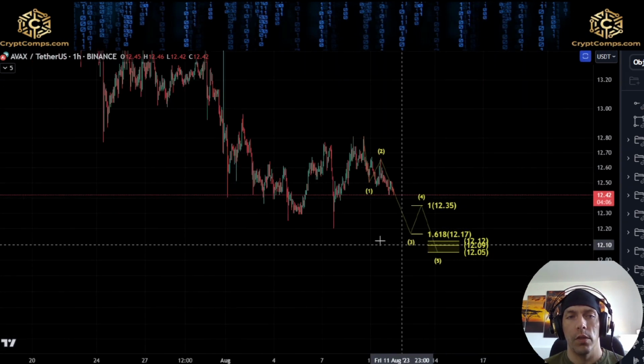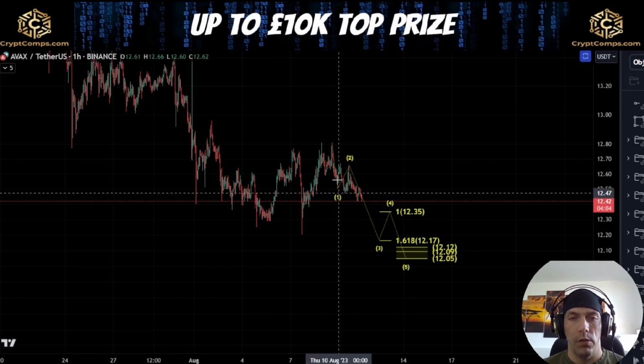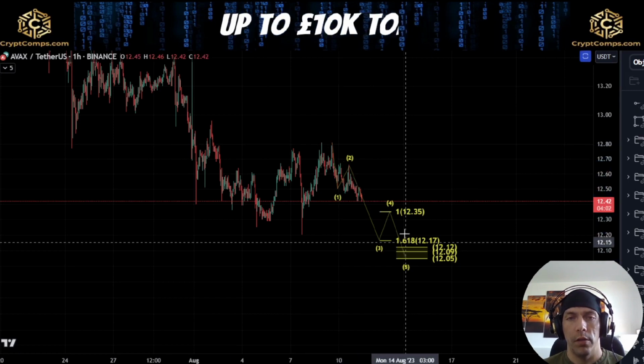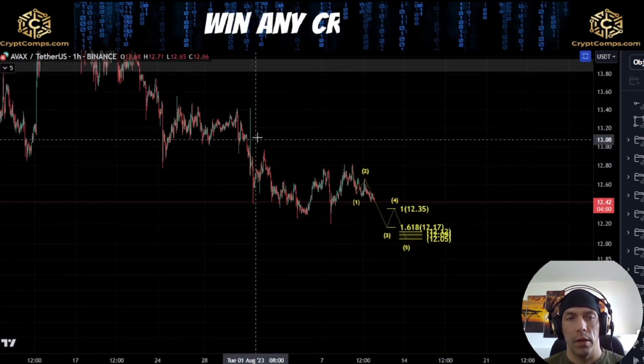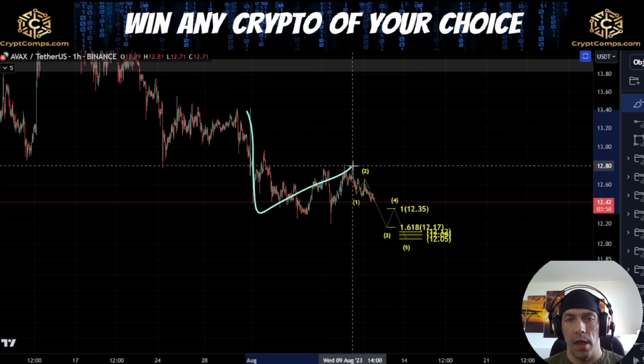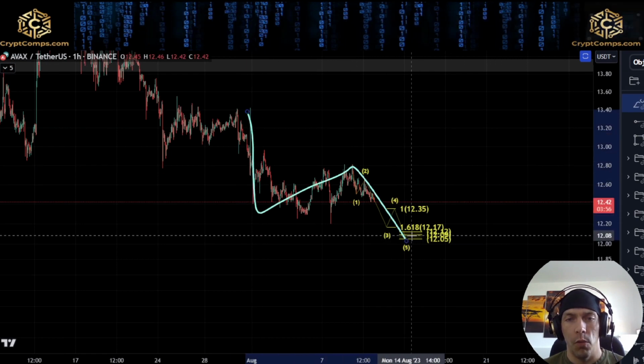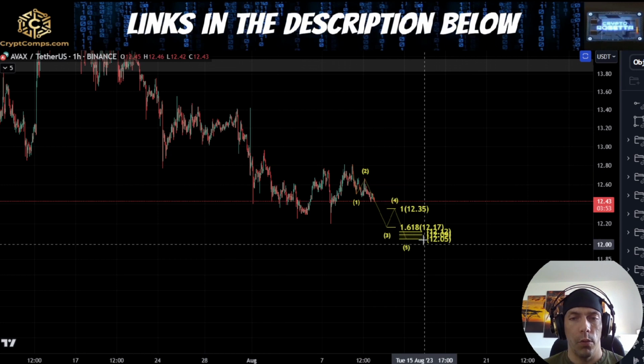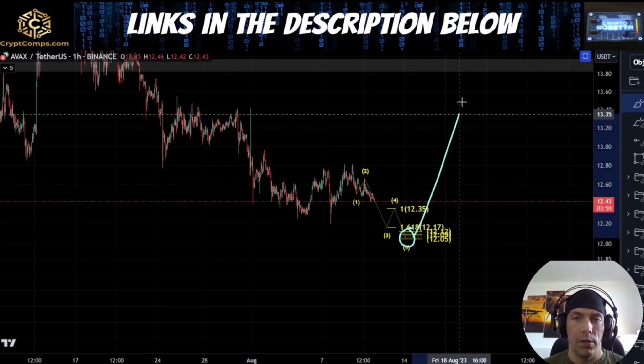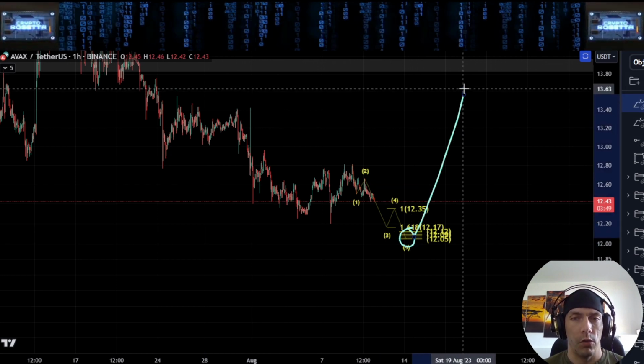Now, the key thing within this idea here is that if we do see a 5-wave move down like this, this could still just be that corrective move, like I said, where this is A, B, and C, and that could form our Z wave. If we do form that Z wave, then we'd be expecting to see impulsive structure continuing to the upside.